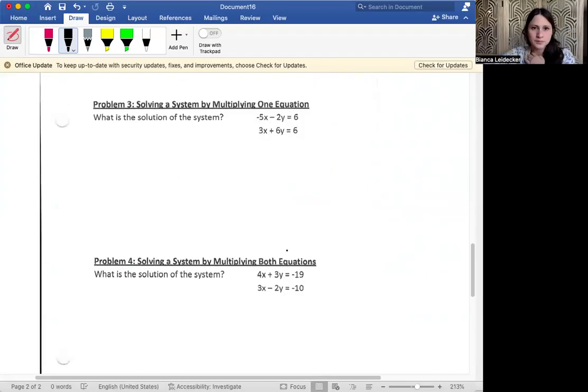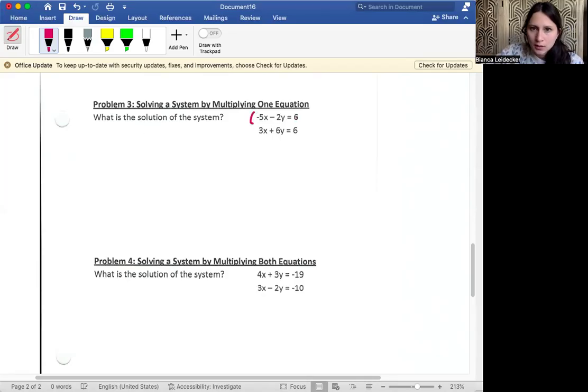Okay, on to the next page. What if you're looking at your systems and there are no terms that have like the same number, okay? So like I don't have like a 3x and a 3x or like a 2y and a 2y. They're all different numbers. So what I could do is basically multiply one of my equations by essentially I'm looking for a common factor. So I'm looking for a common multiple, to be able to multiply so that one of my terms ends up being the same.